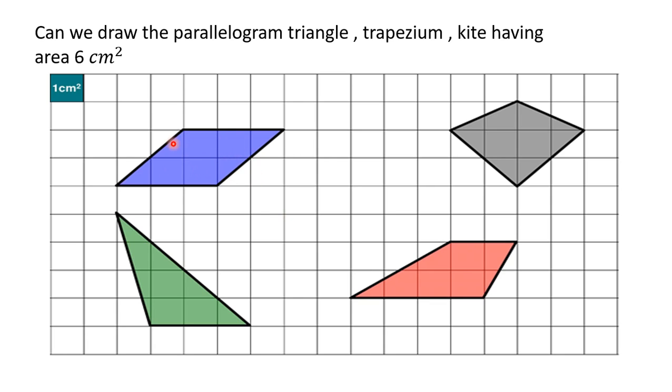Though these figures have the same area, still they are not congruent because they are not in the same shape. Remember, the definition of congruency says two figures are congruent when they have the same shape and same size. This is the parallelogram and this one is the trapezium, the parallelogram and this is the triangle, and the kite and parallelogram. So all these four figures, though they have the same area, are not congruent as they are not in the same shape.